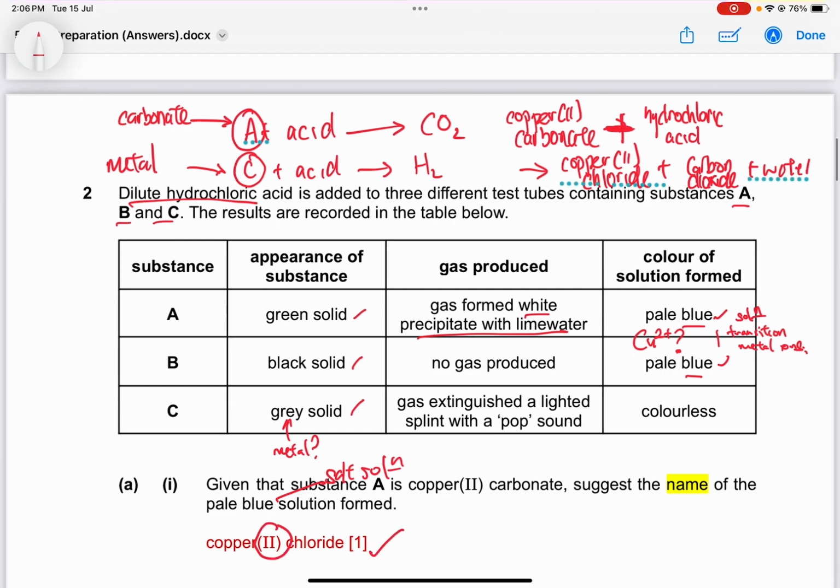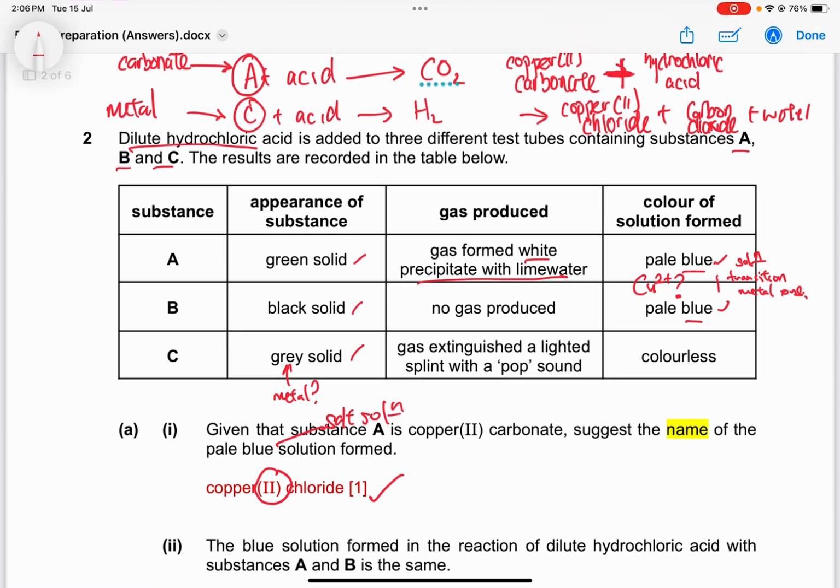So take note, the 2 here is important. You must have it there. Next one, the blue solution formed in the reaction of dilute hydrochloric acid with substance A and B is the same. So they're trying to say that this guy and this guy here is the same. Okay?